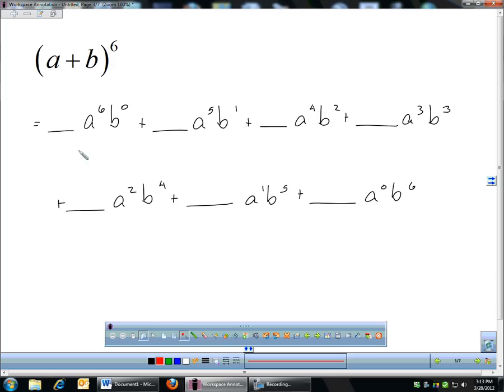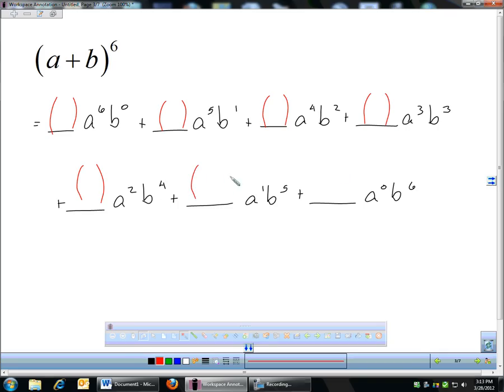The way we're going to get the coefficients, I showed you a little shortcut that we did in class, where if you're expanding the whole thing, you multiply the coefficient by the exponent on a and divide by the term number. But another way you could do this is each coefficient is actually a combination. So it's going to be something choose something, something choose something. So I'm going to set my parentheses for the combinations.